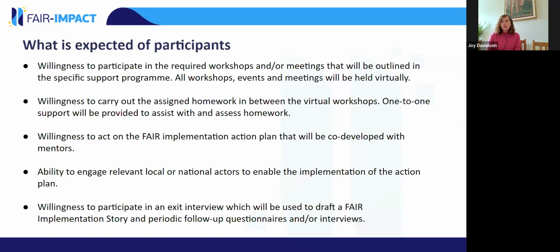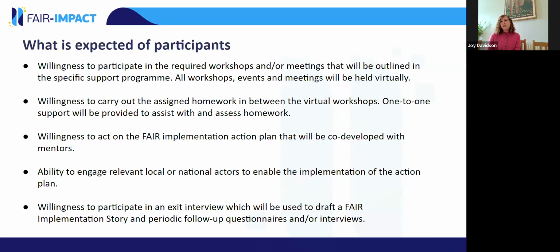The other thing that we want to see in the applications is an ability to engage with relevant local or national actors if that's relevant. But really just to understand, you can't do this on your own. You need to be able to start to have these conversations. So we want to have at least an awareness that you know who you might be working with and how you might go about trying to get those communications going.